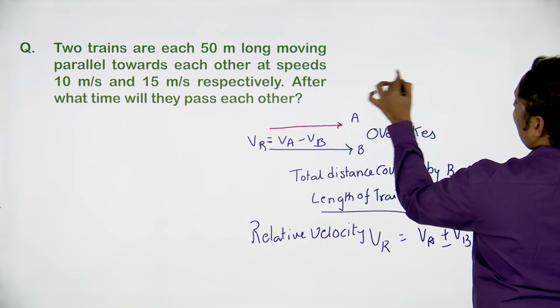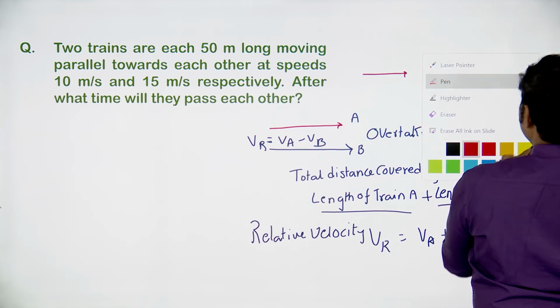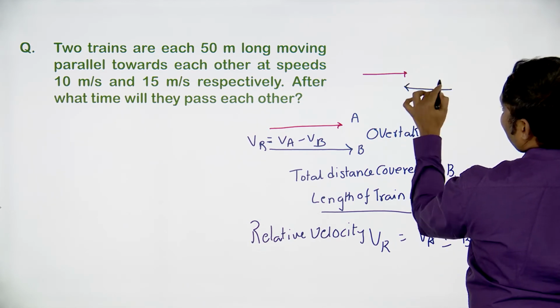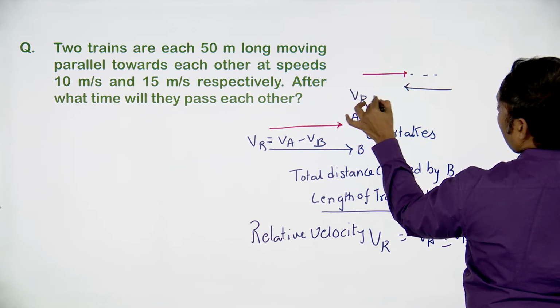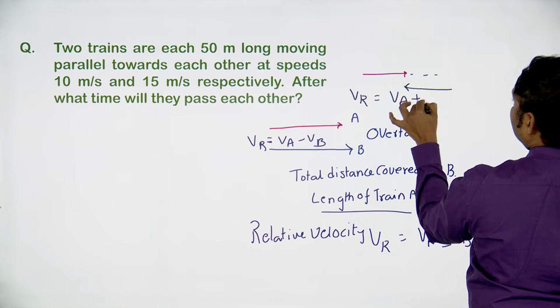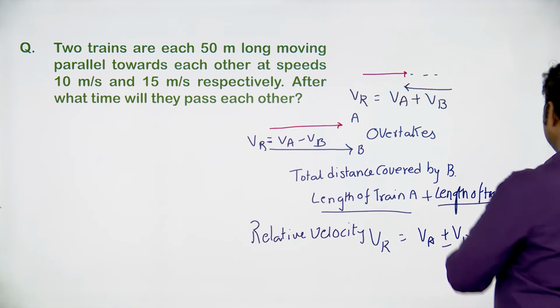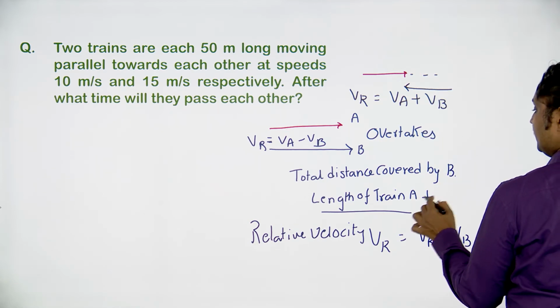Yes, they are going to be crossing each other. Just you have to take this one. Yes, it's going to be in this direction. In this case, VR is equal to VA plus VB. Yes, we have to take these two. Just you have to take that.